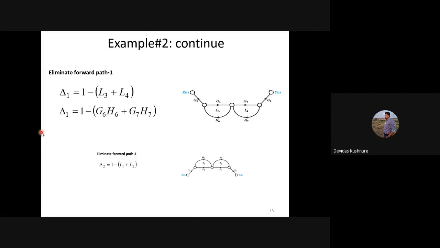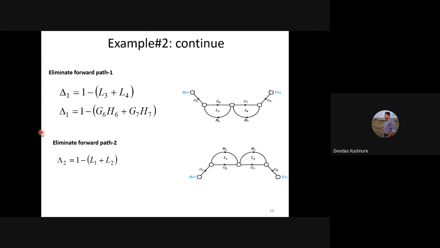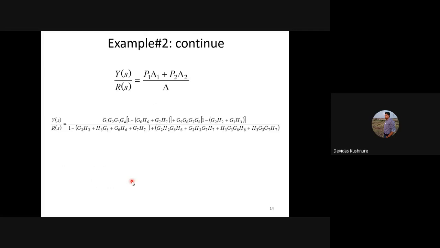Likewise, we have to calculate delta 2. Delta 2 is related with the second forward path. Now you can check that L1 and L2 are non-touching to the second path. So we can subtract them from 1: 1 minus L1 plus L2. So that is going to be delta 2. Now we have all the terms to put in the formula: P1 delta 1 plus P2 delta 2, divided by delta.